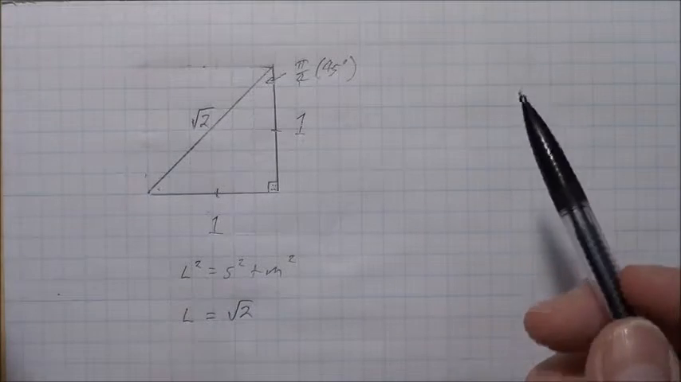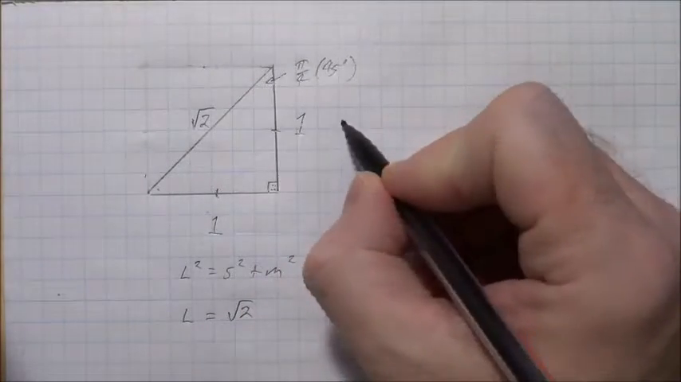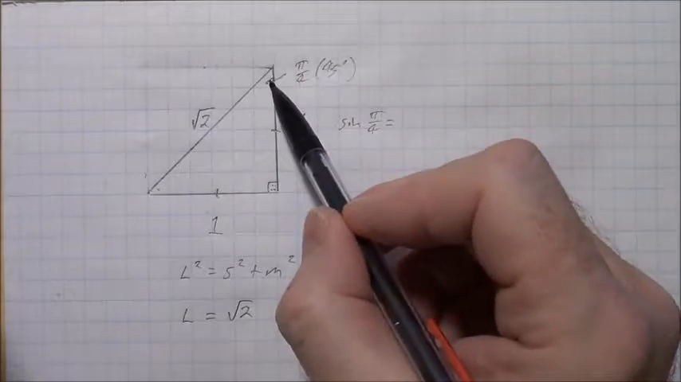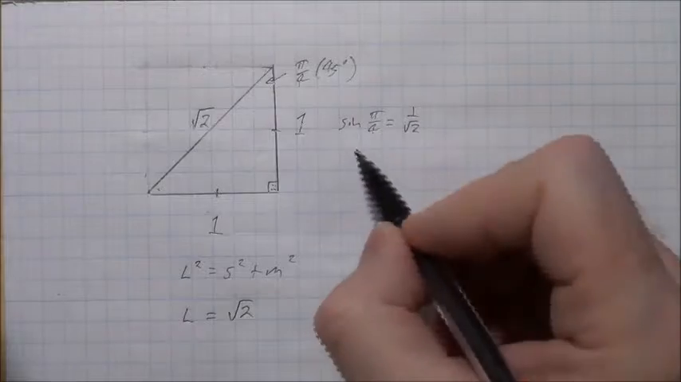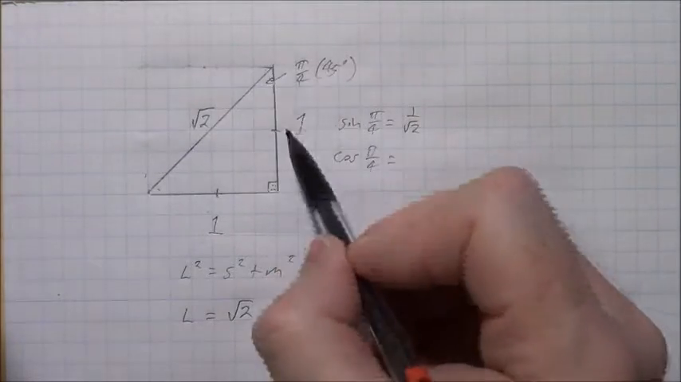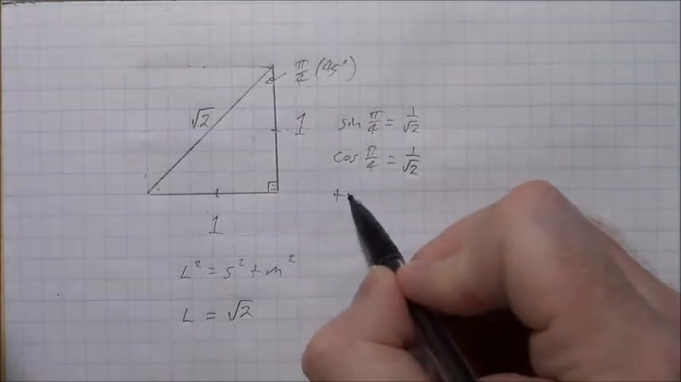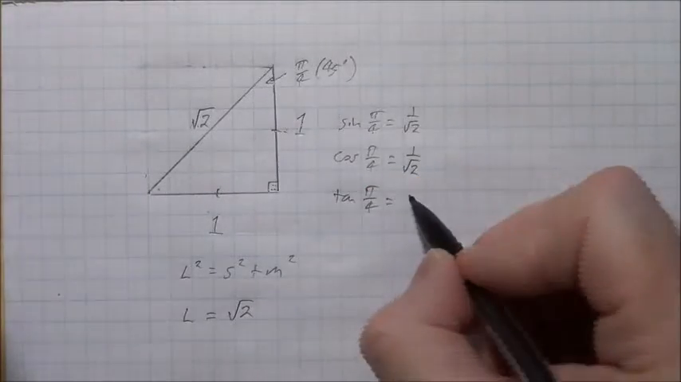So then, of course, anytime you're looking for the trigonometric ratios, the sine of pi by 4 is going to be, of course, the sine is opposite over hypotenuse, which is 1 over root 2. The cosine of pi by 4 is adjacent over hypotenuse, which is 1 over root 2. And then the tangent of pi by 4 is opposite over adjacent, which is just 1.